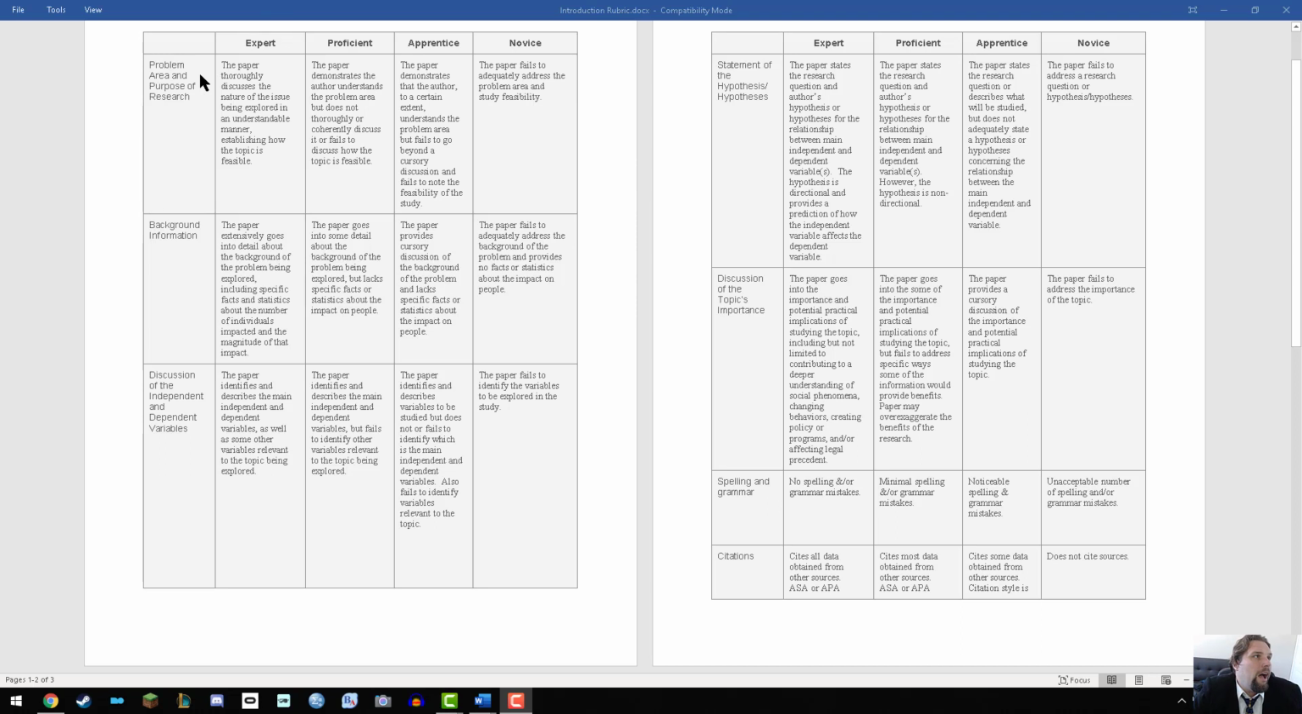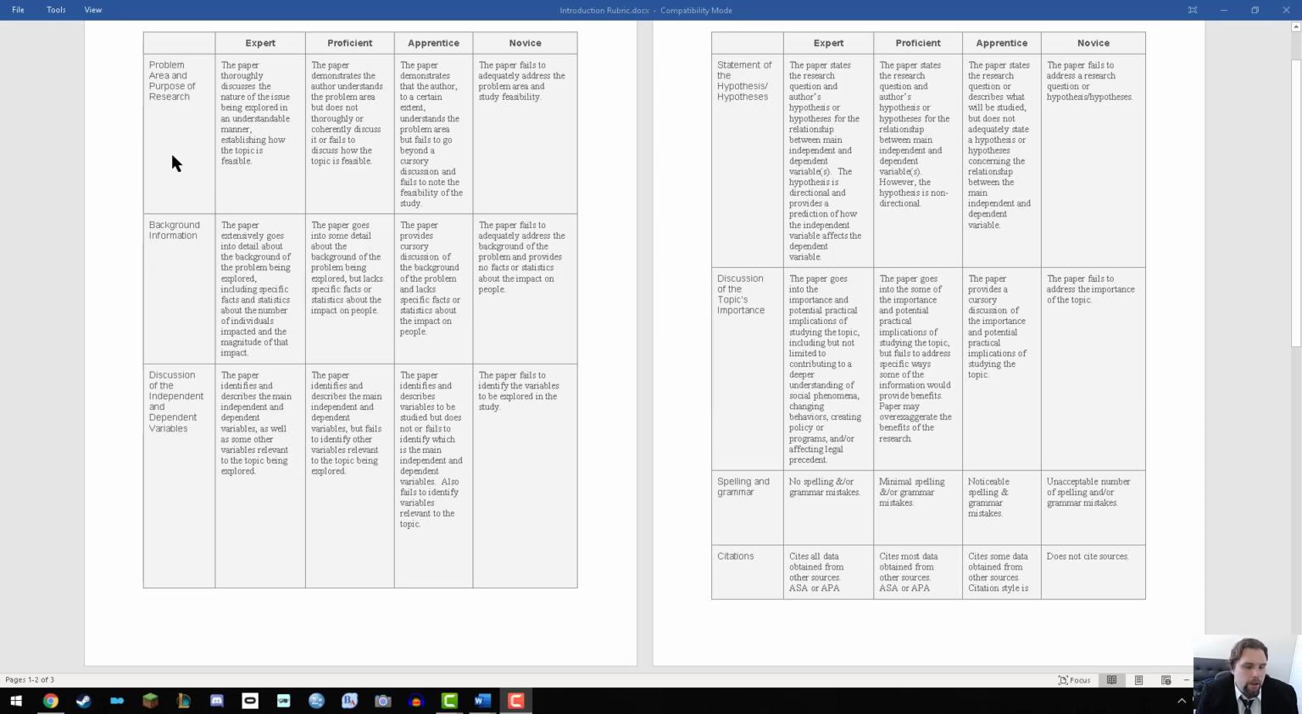Okay? So the first component of the introduction is the research problem area and the purpose of the research. So you want to establish what it is that you're ultimately doing your research on, and of course, given that it's social scientific research, it's probably going to be based on some sort of a problem that exists, right? If you're looking at sleep and GPA, the problem is that GPAs go down when people don't get enough sleep.